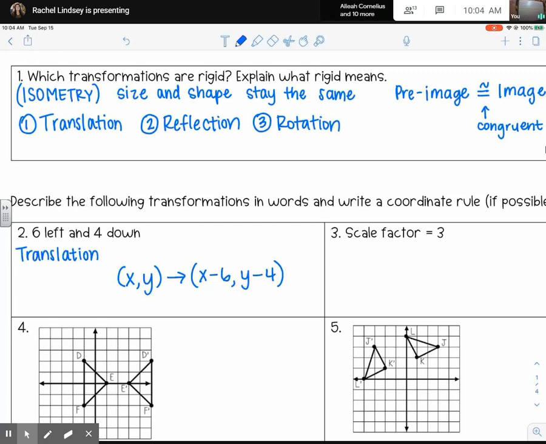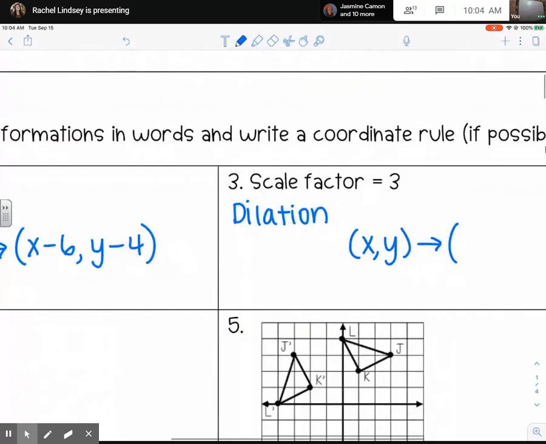Number 3, it just says we have a scale factor of 3. So what type of transformation is happening there? A dilation. And then I need to write a coordinate rule for it, which is k times (x, y). My scale factor is 3. So what am I doing to the x and the y? I'm multiplying by 3, right? So that means my coordinate rule will be (3x, 3y), just like I had kx, ky in my notes. So just multiplying everything by 3.